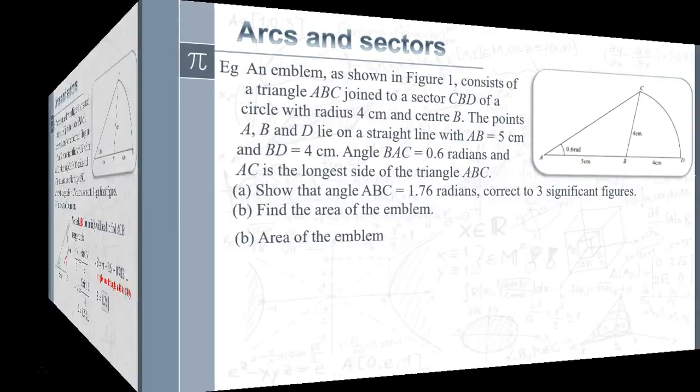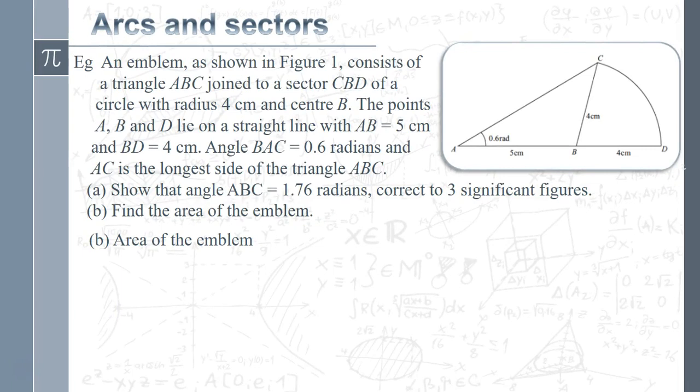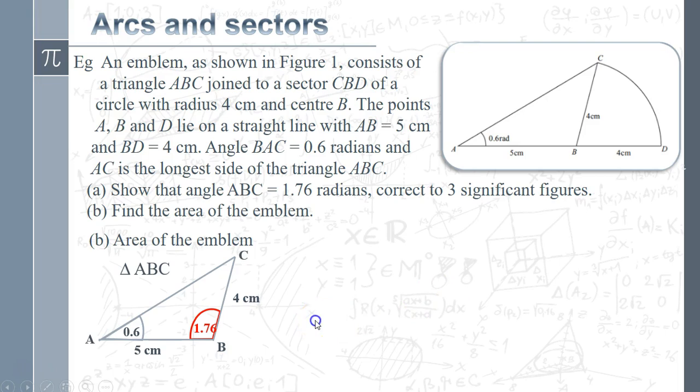Okay, on we go. Find the area of the emblem. That's clearly going to be the area of the triangle ABC plus the sector BCD. So let's do those as two separate bits. Triangle ABC, there it is. So that's quite straightforward.